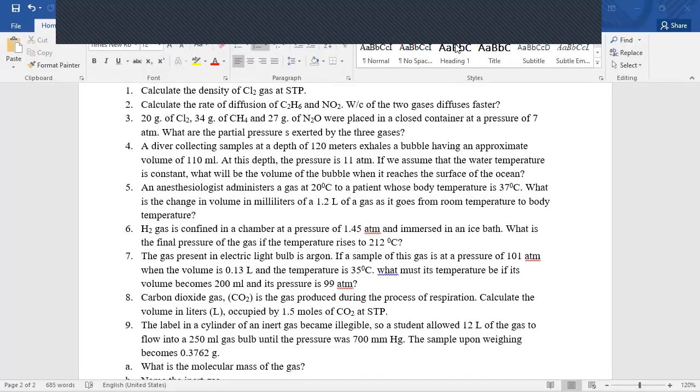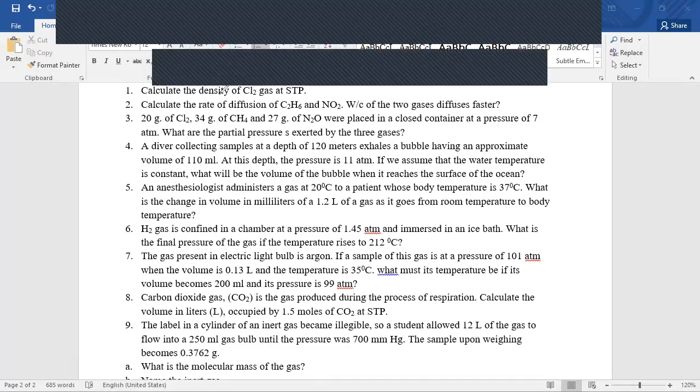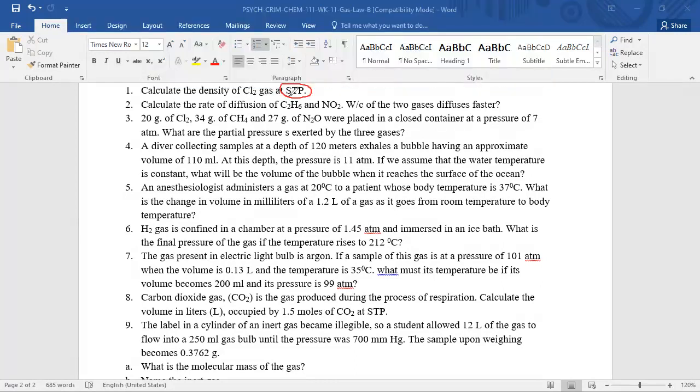So let us record this. Question number 1: calculate the density of chlorine gas at STP. Do you still recall the term STP, our topic last week? STP is 0 degrees Celsius and 1 atmosphere. Okay? And what we are asked to compute is the density.